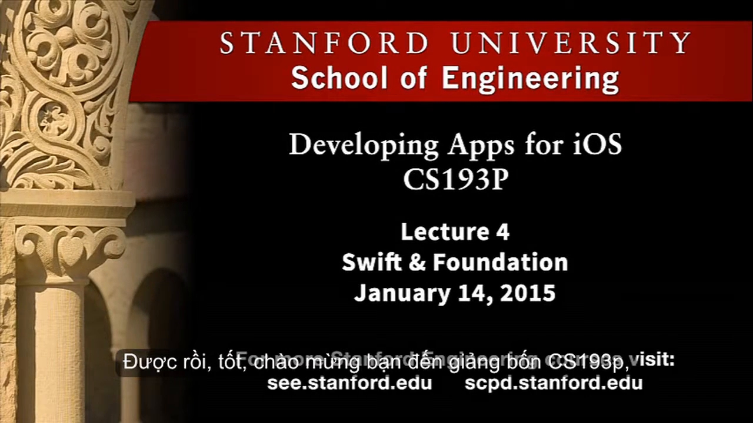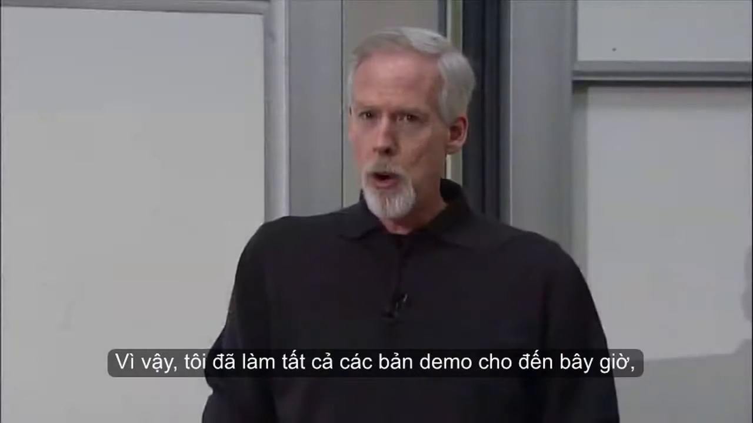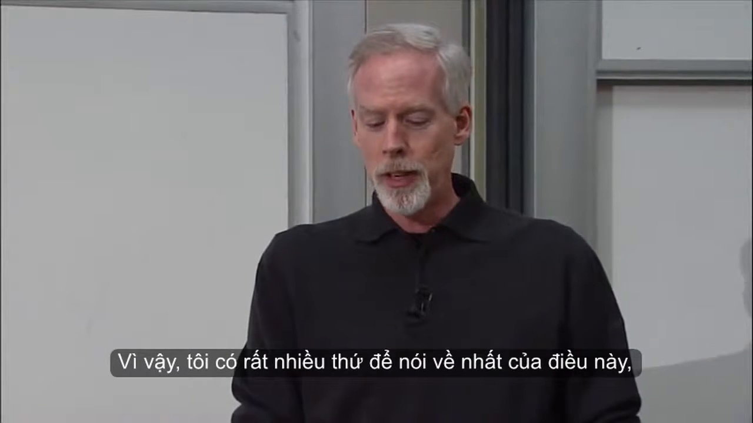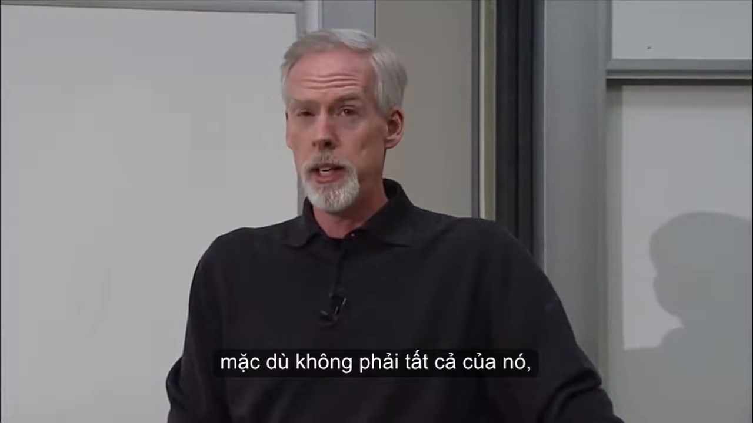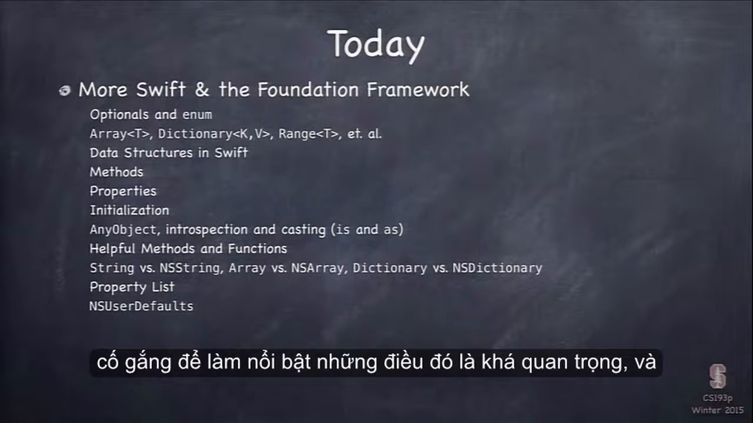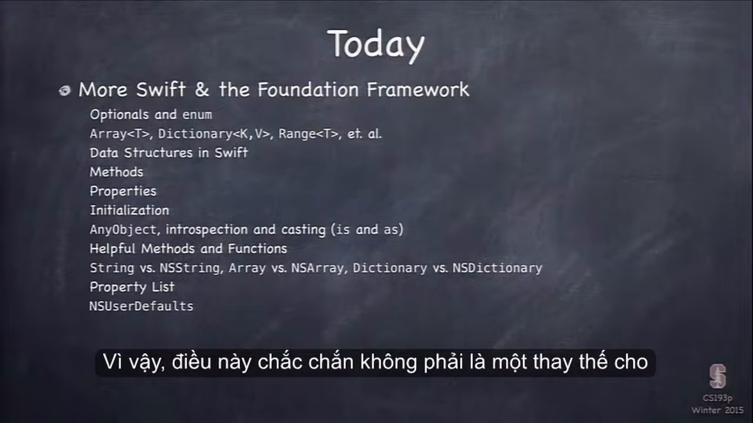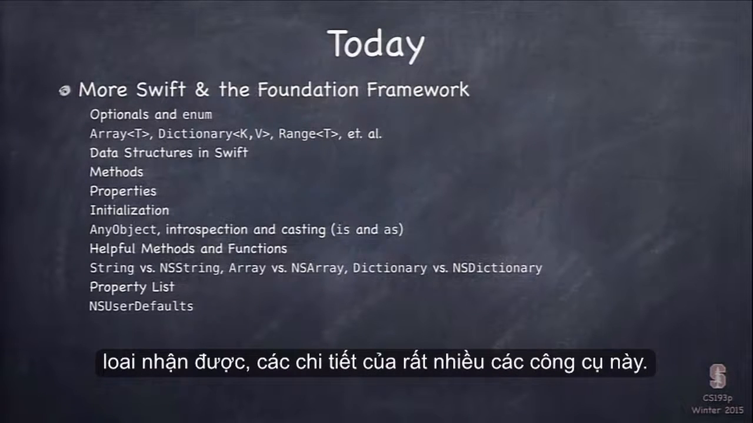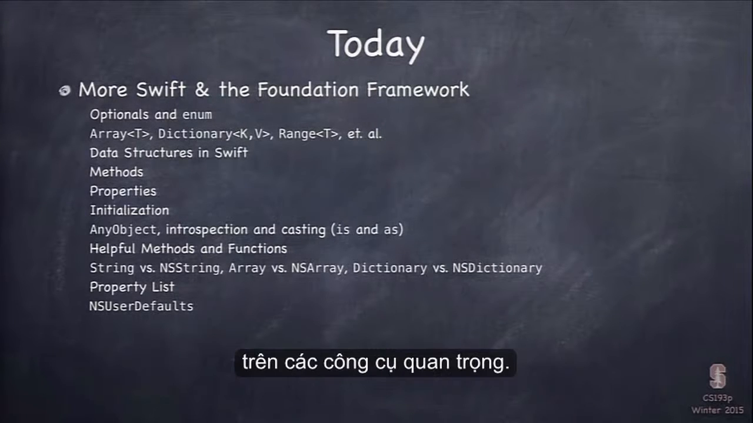Okay, well, welcome to Lecture 4 of CS193P, Stanford, winter of 2015. So I've been doing all demo up until now, and now we're going to be doing all slides today. So I have a lot of stuff to talk about. Most of this, although not all of it, is covered in your reading assignments. But here I'm going to try and highlight the things that are pretty important and also show you some stuff that's just not in that reading assignment that you kind of need to know. So this is definitely not a substitute for the reading. You'll still need to do the reading in order to get the details of a lot of this stuff, but this hopefully will get you focused in on the key stuff.